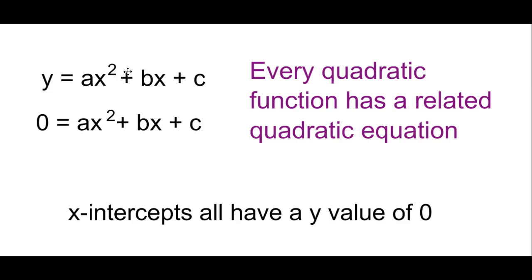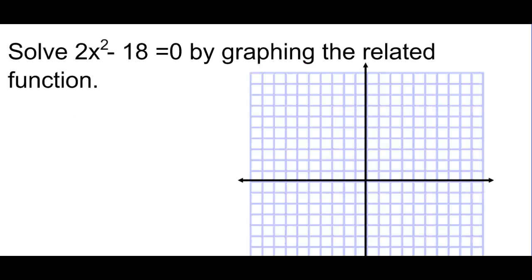Okay? Again, keep in mind, all x-intercepts have a y value of 0. So when I put the 0 in here for y, I am actually solving for the x-intercepts. And this is how we do this. We're going to solve this one by graphing the related function. You'll notice that this is a 0 here. So the first thing I'm going to do is take that and put a y in there. So I'm going to put y is equal to 2x squared minus 18. And I'm going to graph very quickly.